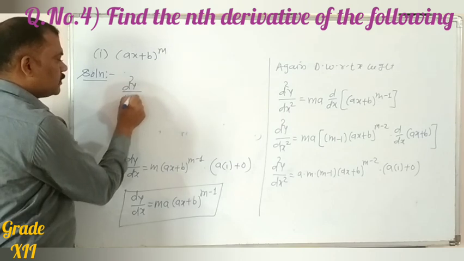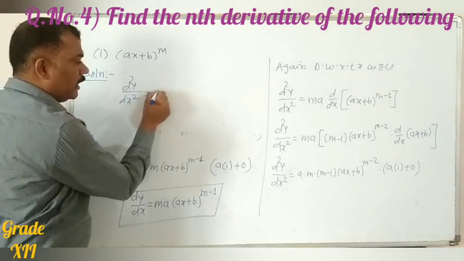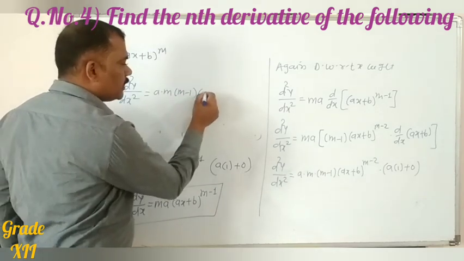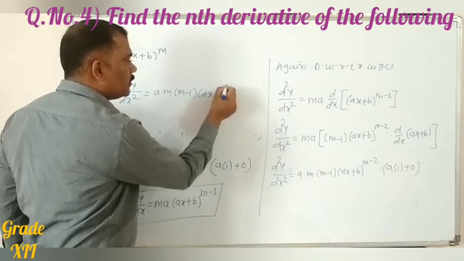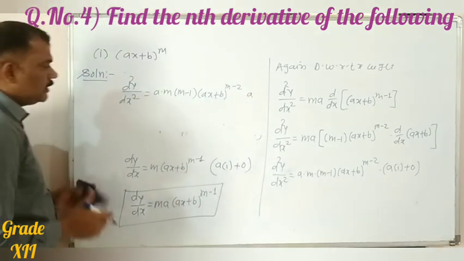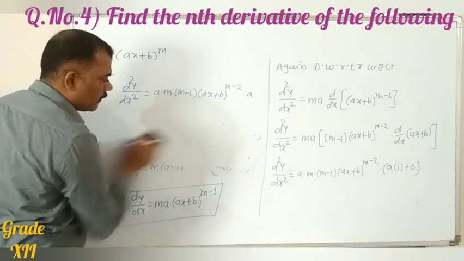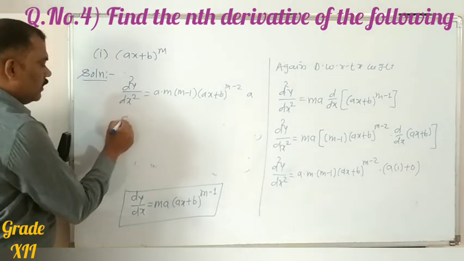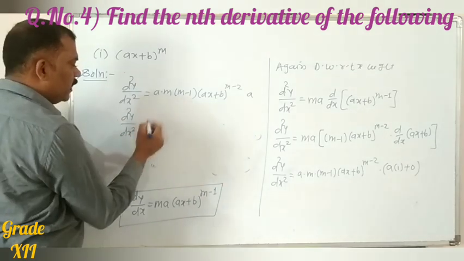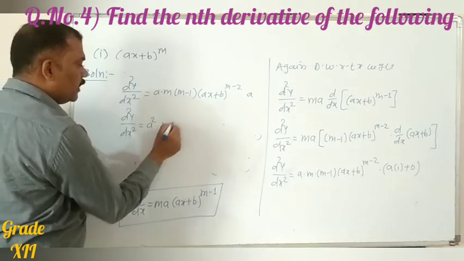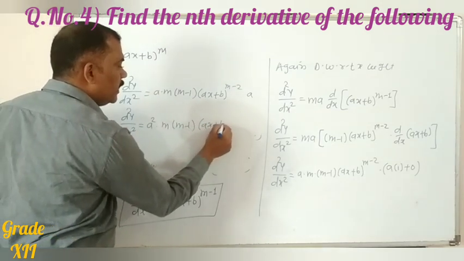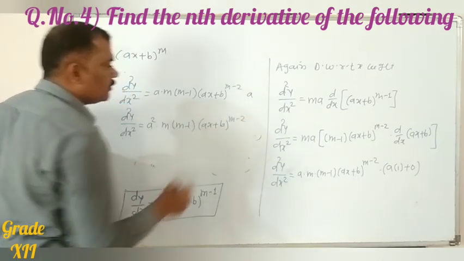So that we get d2y by dx square is equal to a into m minus 1 into ax plus b raised to m minus 2 into a. That is nothing but d2y by dx square is equal to a into a, nothing but a square into m minus 1 into ax plus b raised to m minus 2.